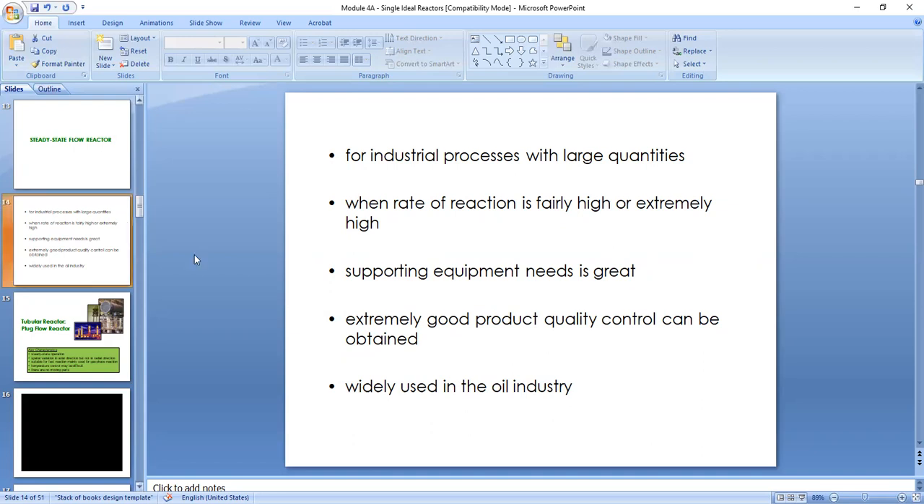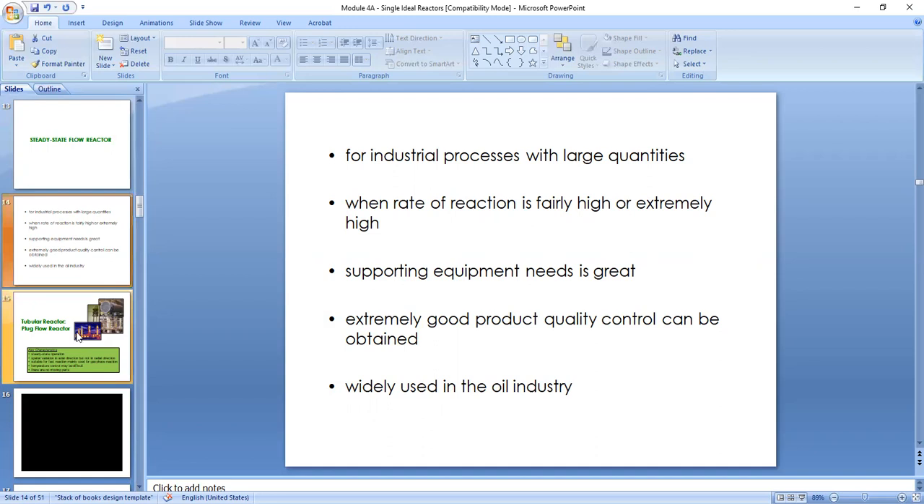So you have to take note of this as the advantage over the capital expenditure, since we have supporting equipment most of the time for these two, the PFRs and the CSTR. So you have extremely good quality control of the product, and this one is widely used in the oil industry.